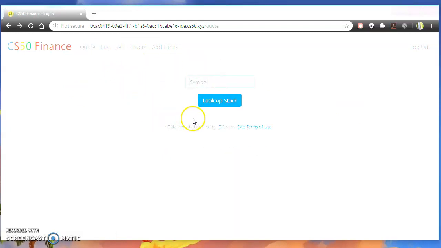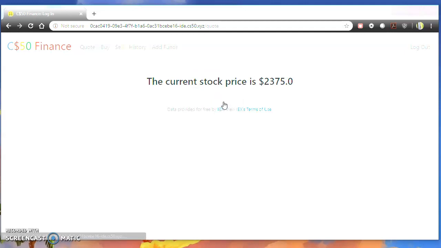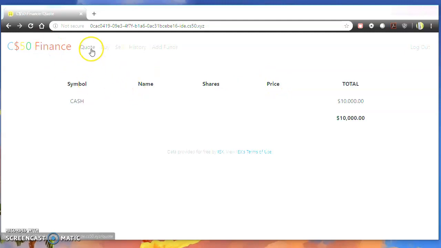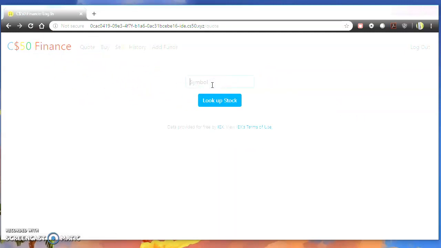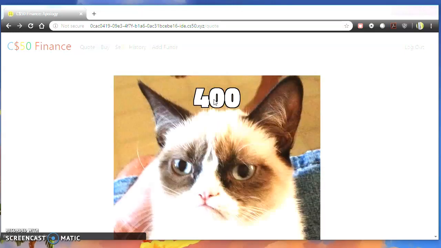This one right here allows us to check the actual value of the stock. So let's try Amazon stock. And as you see, the current price is $2,275. So let's try again with maybe something that does not exist. I'm assuming that doesn't exist. So there you go, stock doesn't exist.